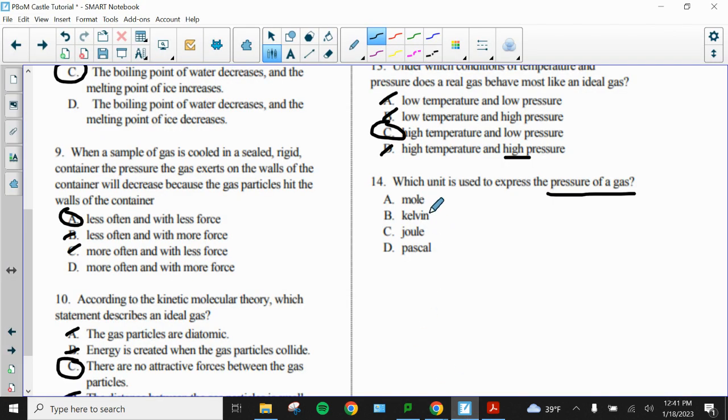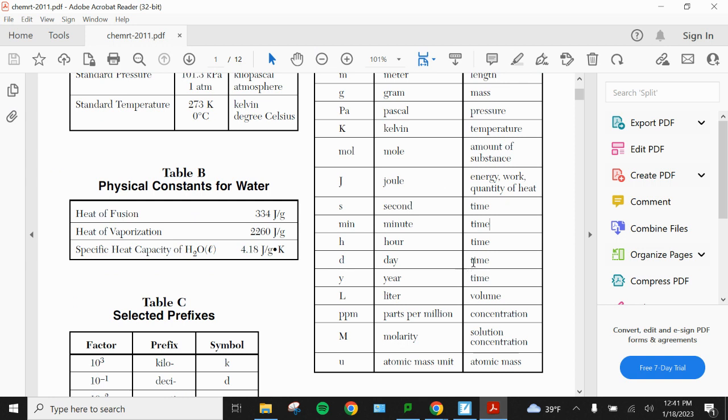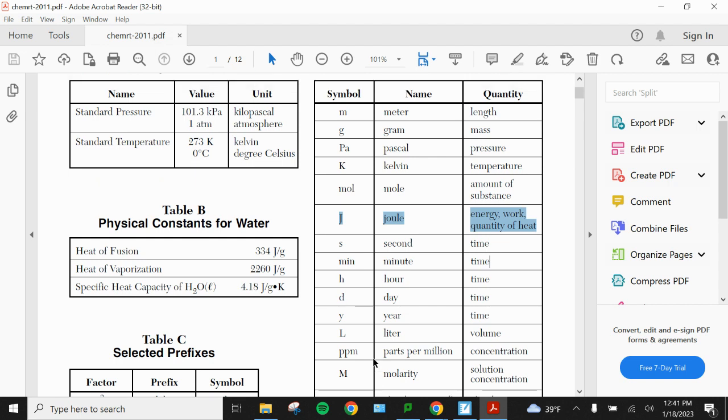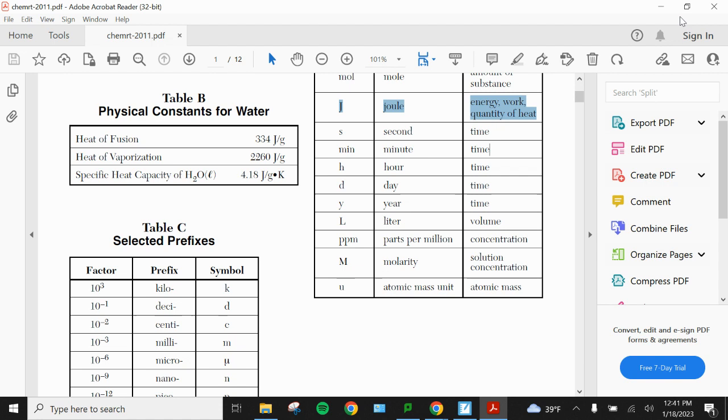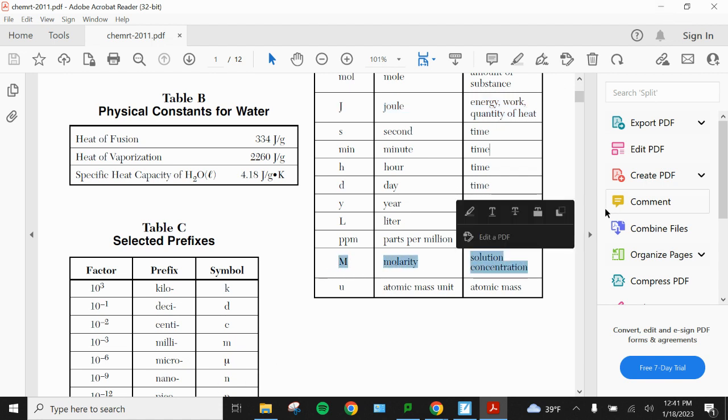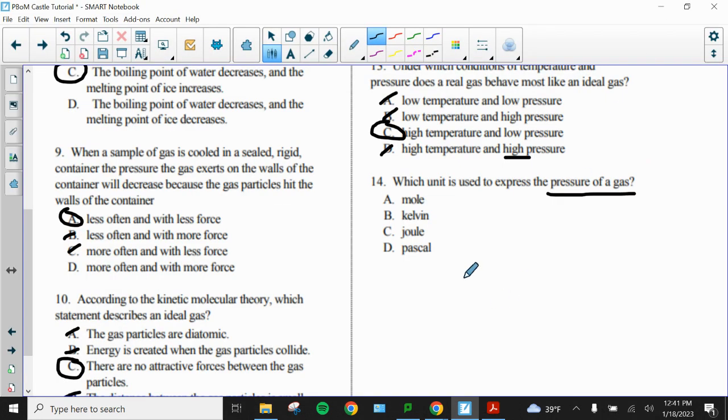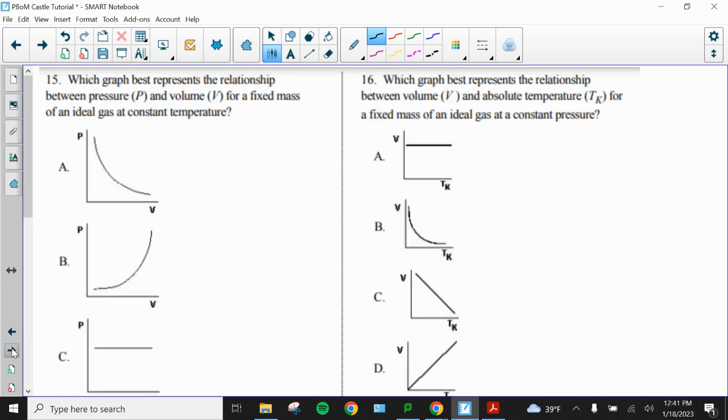Okay. Mole, Kelvin, joule. Kelvin, temperature. Joule, energy, work. Mole, I don't even think is on here because it's just a counting number. Even if you pick molarity, it's concentration. So there's only one of them that's pressure, Pascal. So that's what we call a rote question. Here's where things get fun.